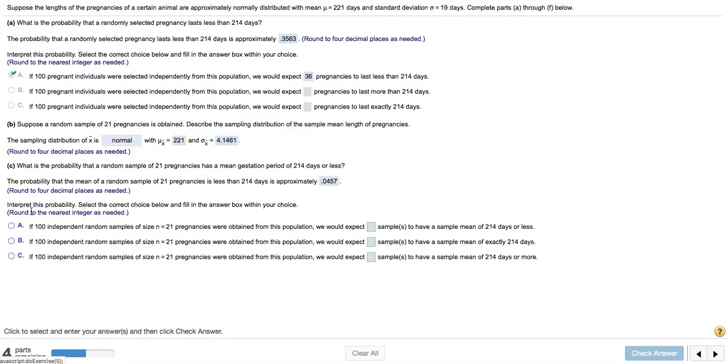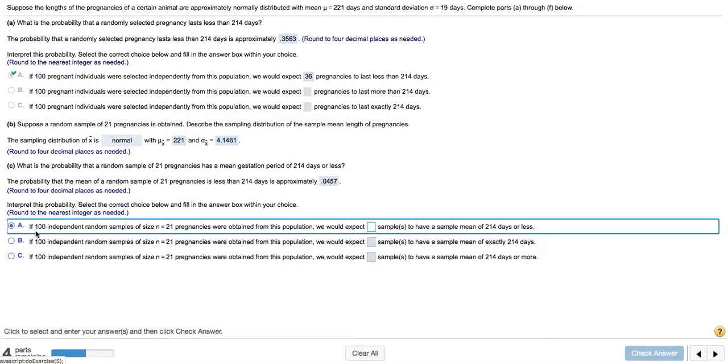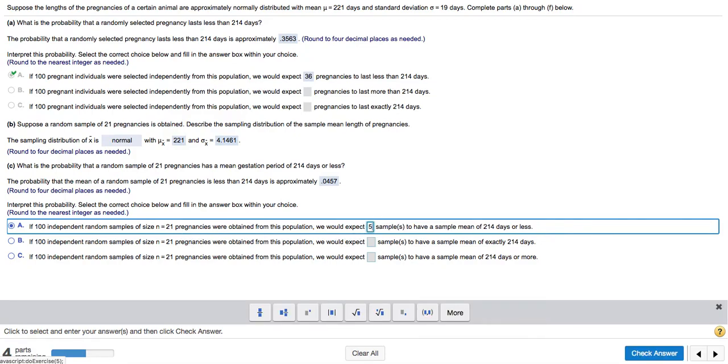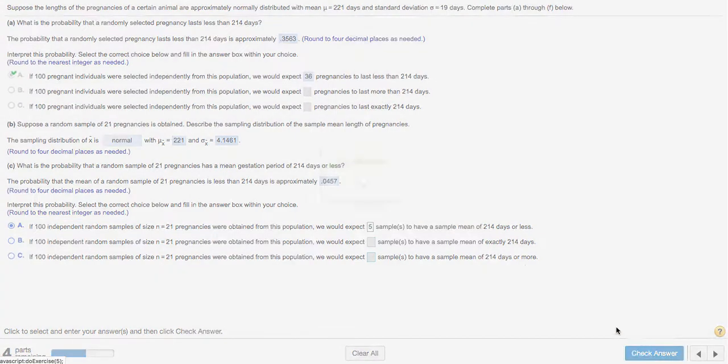Well, if we multiplied this by 100, if we move the decimal point 2 places, you would get 4.5. This 5 rounds the 4 up to a 5. So I'm going to choose, again, we're talking about 214 days or less. So in 100 independent random samples of size 21, we'd expect about 5 of those to have a mean less than 214 days.